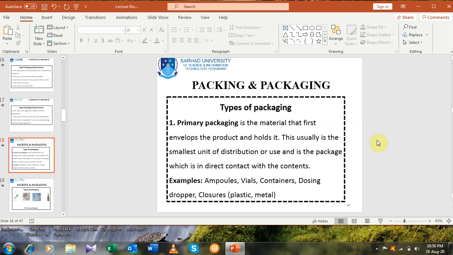For example, ampoule, vial, container, dosing dropper, which is used for the dosing of pediatric patients, and closure, that is a plastic or metal closure. These are in direct contact with the contents or the formulation ingredients. This is termed primary packaging.